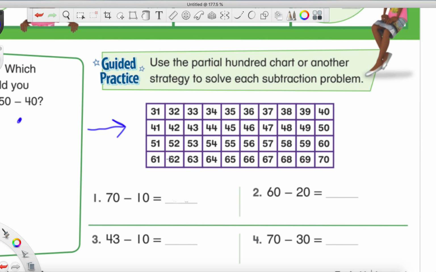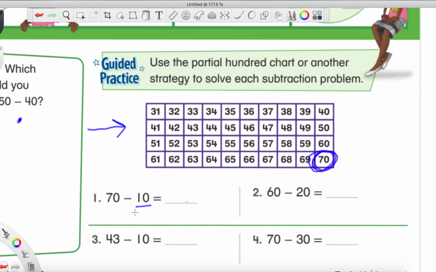All right, so if you don't have a 100 chart with you, here is a 100 chart that we can use right here if you'd like to use a 100 chart. But of course, if you'd like to draw a quick picture, you can do that right underneath each problem. So don't worry, you have plenty of space. Or you can do it above the problem, whichever works for you. Okay, so we have 70 minus 10. Now, if we wanted to use this 100 chart, we would find 70, which is right here. And then we take away 10.